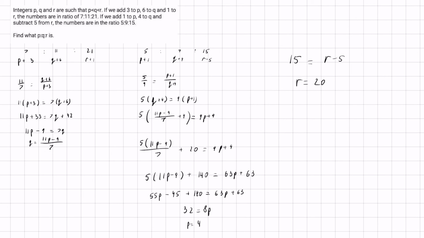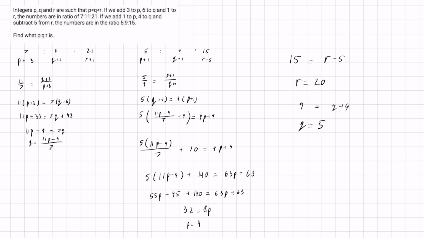And we do the same thing for q. So let's do 9 over 5 is equals to q plus 4 over p plus 1. And again, p is 4, so we substitute here. So 4 plus 1, that's 5. Multiply everything by 5, these 5s cancel out. And we are left with 9 is equals to q plus 4. So therefore, q is equals to 9 minus 4, which is 5.